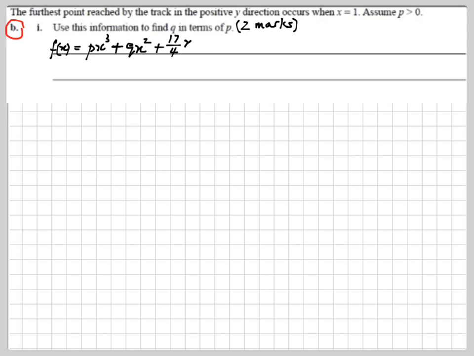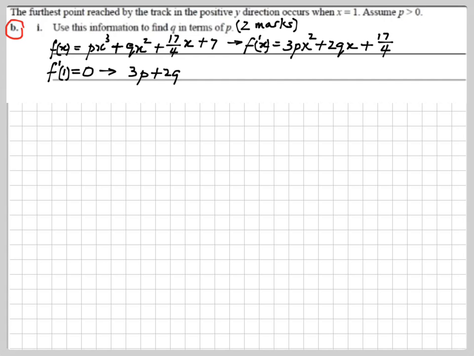This is 2 marks. I'm just going to start by writing out what I know so far. I've turned the 4.25 into 17 over 4, guys. Now, what I've got to do here is use this information. We're looking back at the model train graph, and we know that the hump to the right of the y-axis is the point where the track is the furthest away. Wait a minute, what did I say? The furthest point reached by the track in the positive y direction means the furthest it is away from the x-axis. Do you see that?